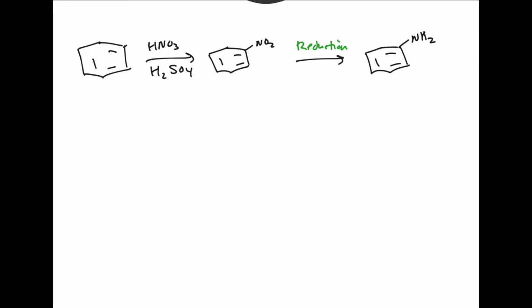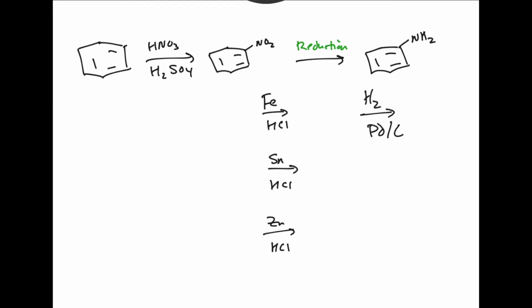Right? And we said there are basically two ways to do it. There's taking a metal like iron and adding HCl, or tin and adding HCl, or zinc. So all of these, and HCl, will take your nitro compound to the aniline, and then the other way to do it is H2, palladium on carbon. Right, so those were the ways you get from nitros to anilines.